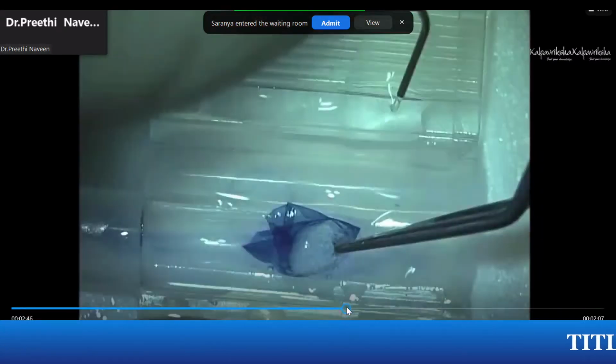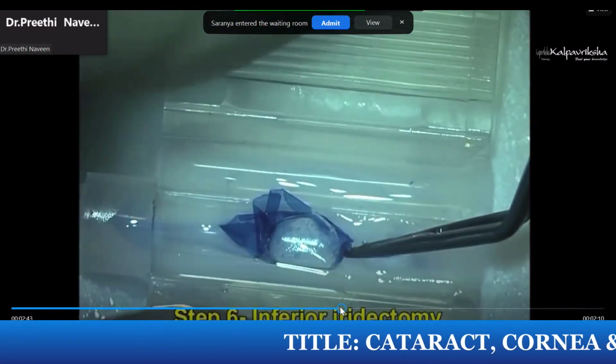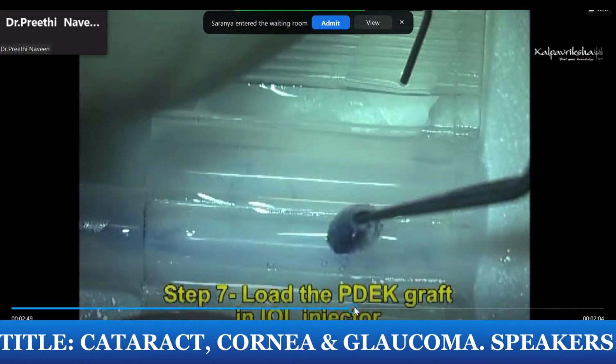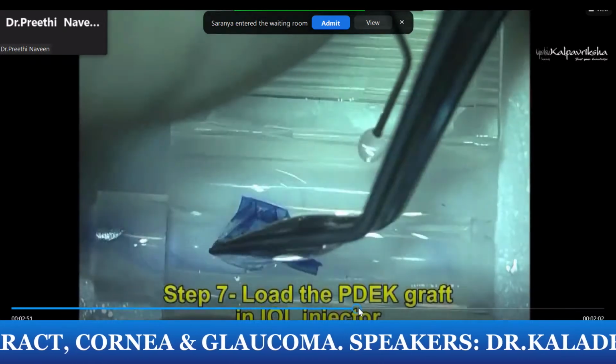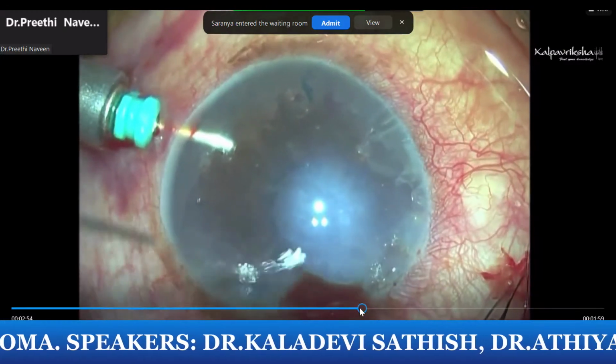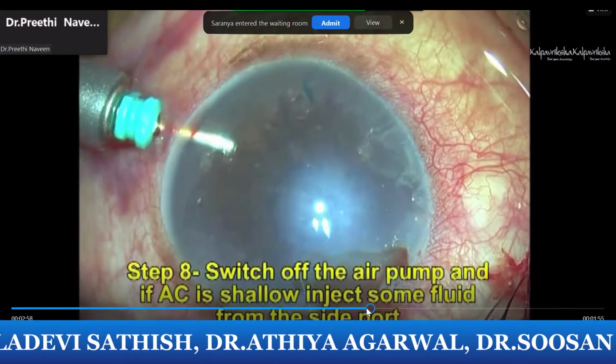And so this is a graft which is being loaded into an injector. It's a Zeiss IOL injector. You could use any IOL injector of your choice. Just make sure you remove the plunger, because we don't want it to damage the graft. And once the graft is put in, basically you have to make sure the scroll is right. It always scrolls towards the stroma side.